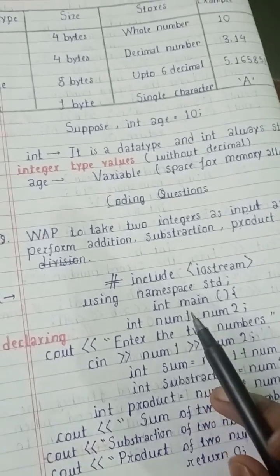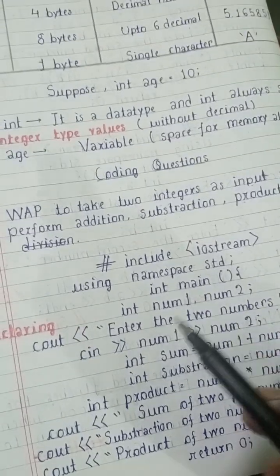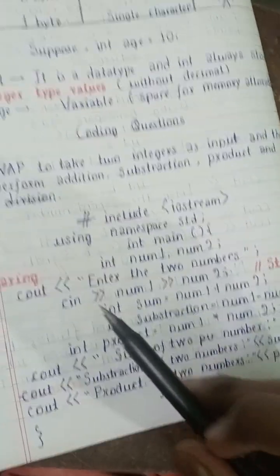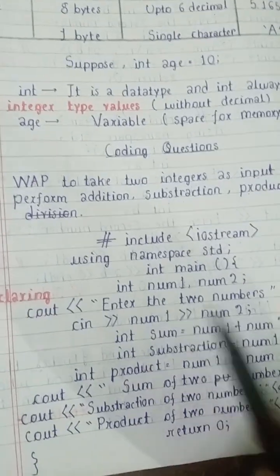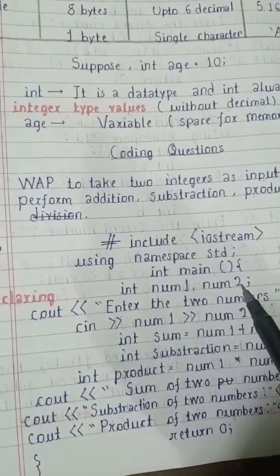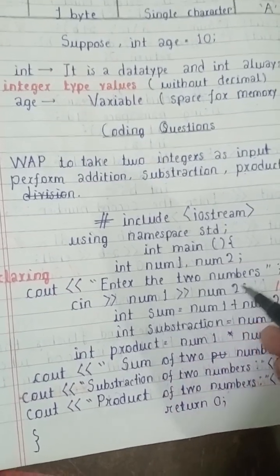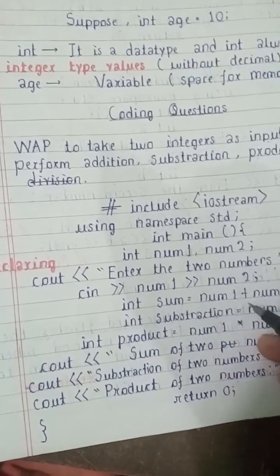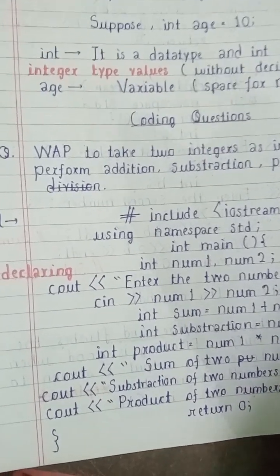Then we will take two variables and declare them, int num1 and int num2. Num1 is the first number and num2 is the second number. Then we will write cout << "Enter the two numbers". This prints the line in the code, and then we will write cin >> num1 >> num2. This takes the input from the user and stores it in num1, and the second input from the user is stored in the num2 variable.